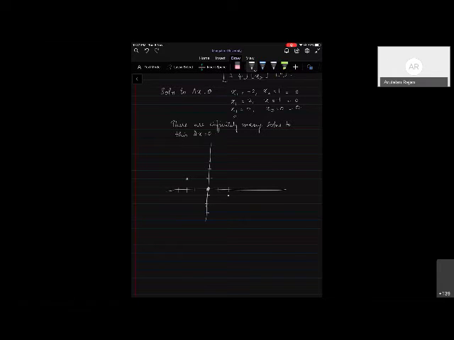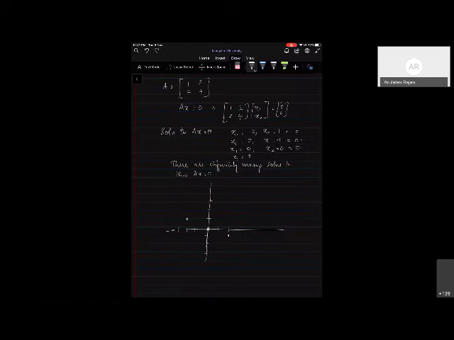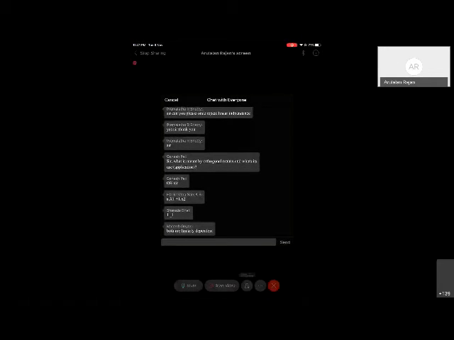Then x1 is equal to, let's take 3, and x2 should be equal to minus 1.5. So 3 comma minus 1.5, which is somewhere here. You see, the solution for this system of equations falls on this line. Is that right? So both equations are linearly dependent. Of course, they are. Very good answer.